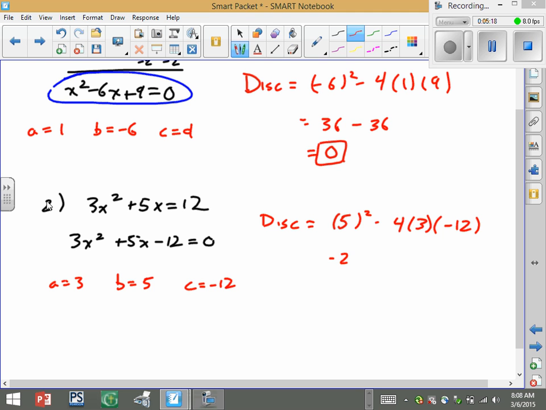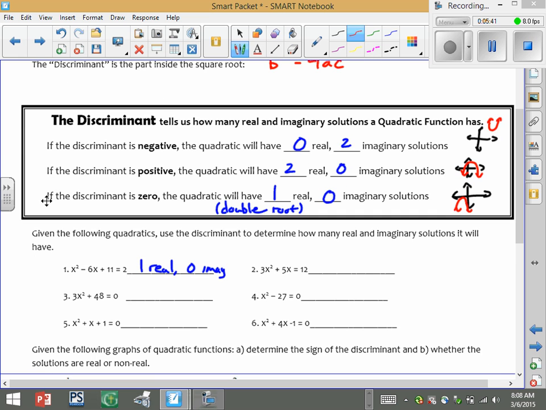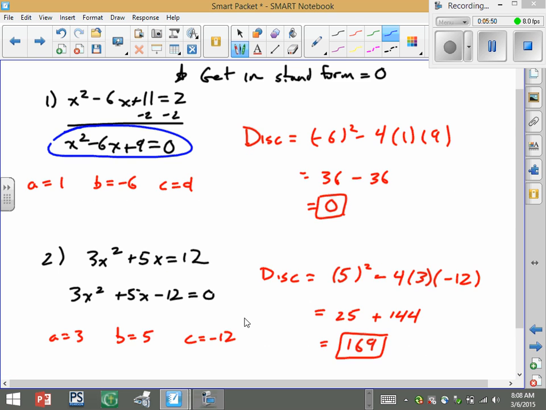So this is going to be negative 20, or excuse me, positive 25. And then 4 times 3 is 12, times negative 12 is negative 144, but that'll turn into plus 144. All right, so for a grand total of 169, that's a positive value, which tells me, for number 2, that I had 2 real and 0 imaginary solutions. All right, let's take a look at number 3.